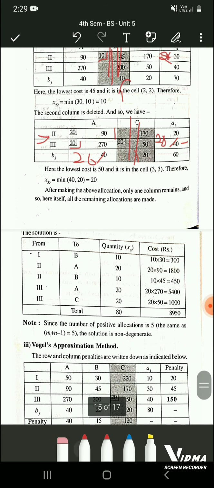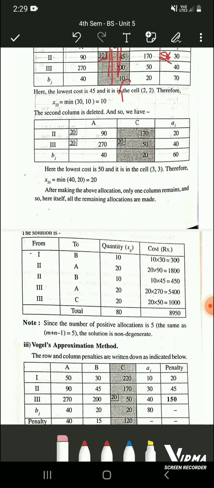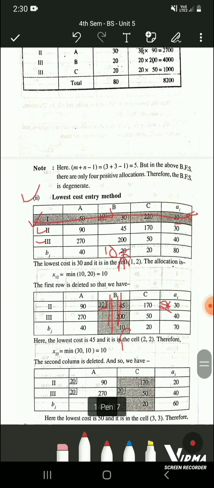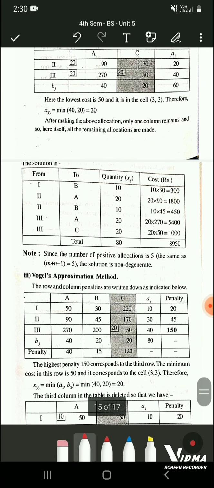So the solution will be again same, wherever the allocation is made, for that number of allocations multiply the cost, take the total cost, you get it as 8,950. So here you can see in the first one we have made 1 allocation to B with 10 quantities. So 10 quantities from 1 to B, and cost for each quantity is 30, therefore we get 300. So on, for all the allocations, find the cost.